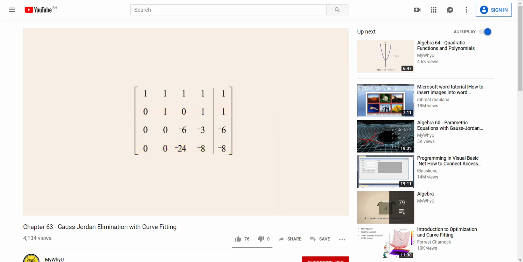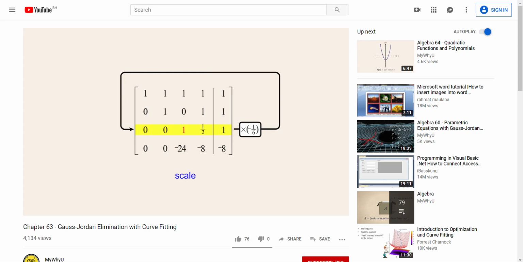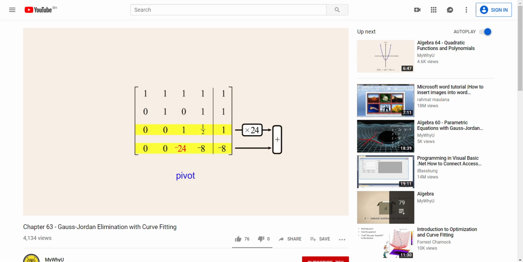Now we move to the third column, changing row 3's leading entry to a 1, using a scale operation to multiply row 3 by -1/6. The entry below that is then zeroed, using a pivot to add 24 times row 3 to row 4. Moving to the fourth column, we change row 4's leading entry to a 1, using a scale operation to multiply row 4 by 1/4.